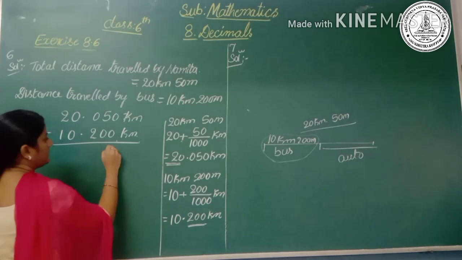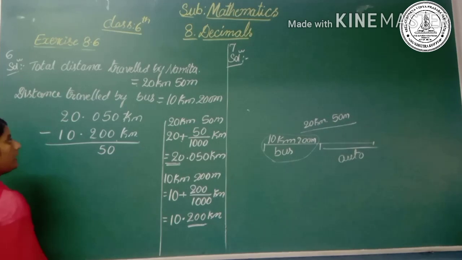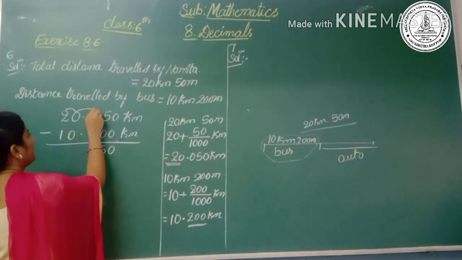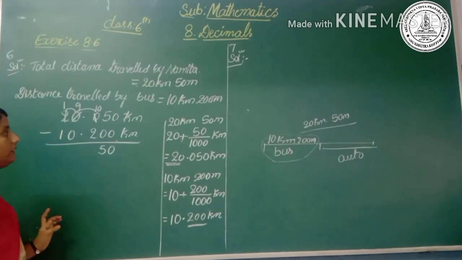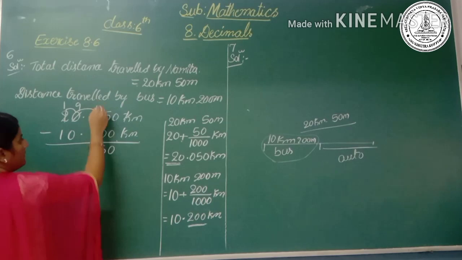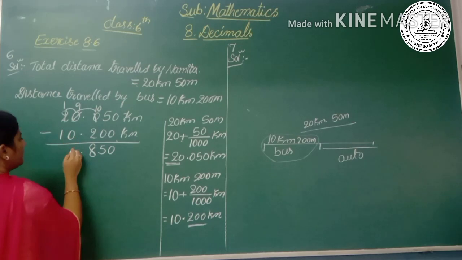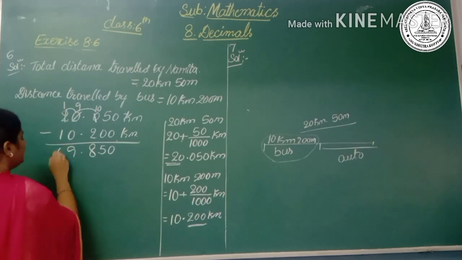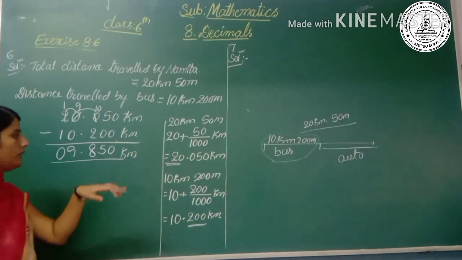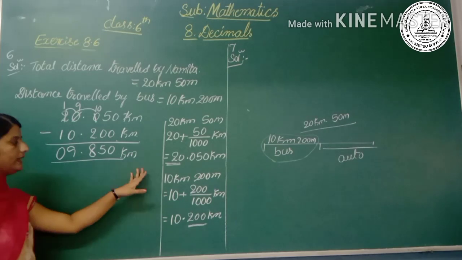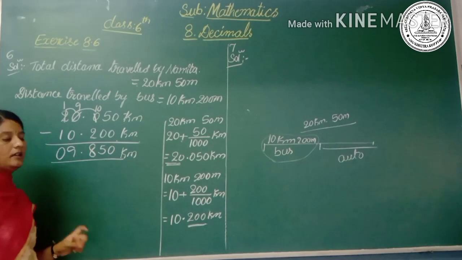Now you subtract. 0 minus 0 is 0, 5 minus 0 is 5, then 0 minus 2 we cannot subtract. Take borrow from the tens place. It will become 10, the 0 becomes 9, and the 2 after giving the borrow becomes 1. 10 minus 2 is 8. Then keep the decimal point. 9 minus 0 is 9. 1 minus 1 is 0. The distance traveled by auto is 9.850 kilometer.